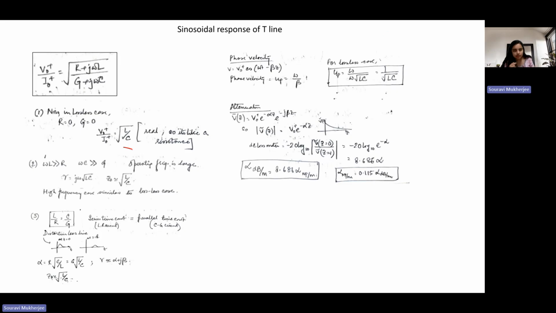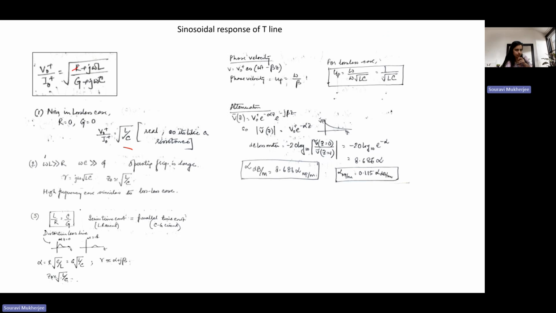Now there can also be situations where your omega L is much greater than R. That's the case where your operating frequency is very large. So at very large operating frequency, what happens? Omega L is much greater than R, and omega C is much greater than G.